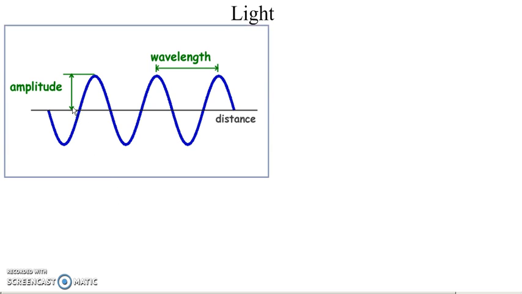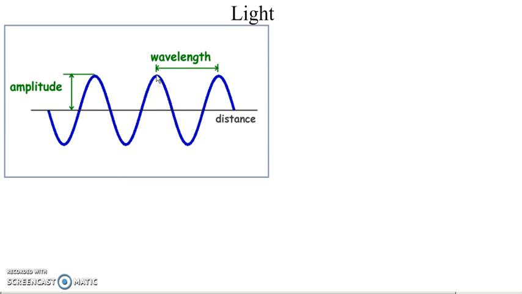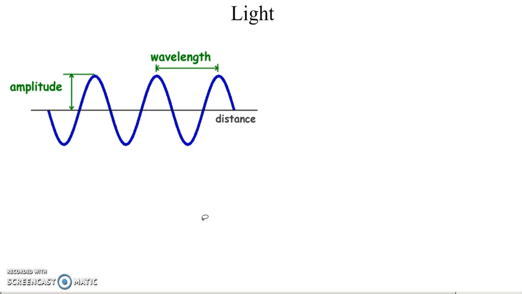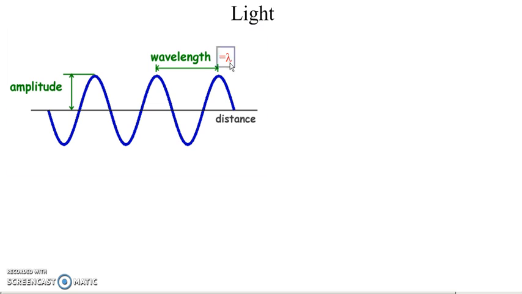We could talk about the amplitude, which is basically how high up the wave goes, but more important is the wavelength: the length from the top of one peak to the top of the next peak. That's a measure of some fundamental properties of the light. And wavelength is given a special symbol, the Greek letter lambda, or L.